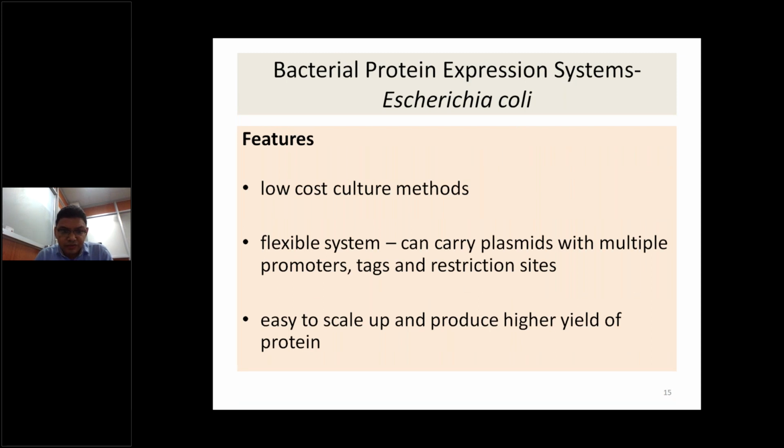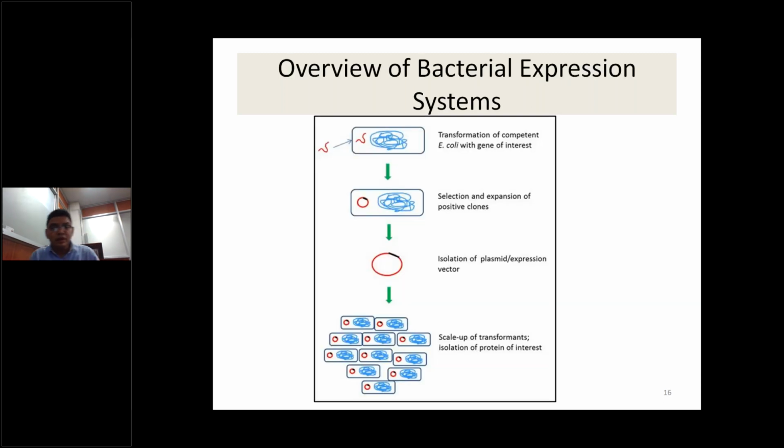So the first feature would be the low-cost culture methods. Flexible systems can carry plasmids with multiple promoters, tags, and sizes, and that's why you utilize this vector system for cloning your gene. The first thing you will do is clone it in E. coli, the bacterial or prokaryotic vector. Once you are done with that, you will subclone it into various other vectors according to the choice of your expression system, and they are easy to scale up and produce a high yield of proteins. So this is the overview of the bacterial expression system.